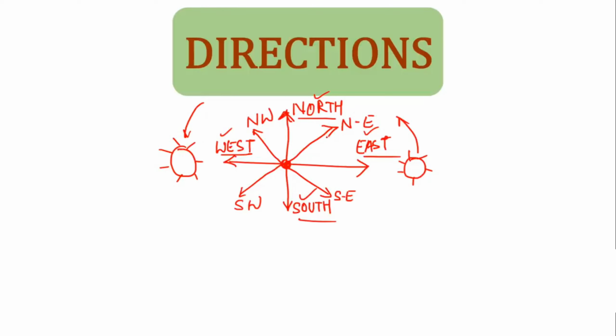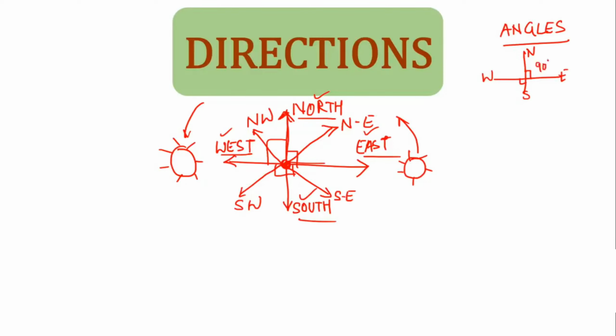Now let us move on to another concept, that is the angles between the directions. Now we have north, we have east. Between these 2 main directions the angle is always 90 degrees. East and south it is 90, south and west it is 90, as well as north and west it is 90 degrees. So there are 4 quadrants: north, south, east and west. Each is 90 degrees.